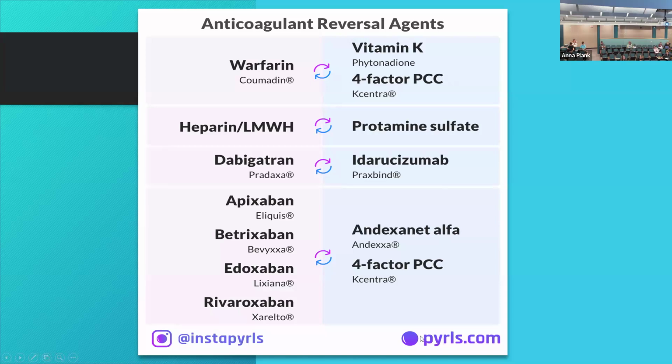So I'm not asking you to memorize everything, but if I said your patient is taking apixaban and is needing to have emergency surgery, what medication would I administer? Right? What are our options? We have 2 of them right here.